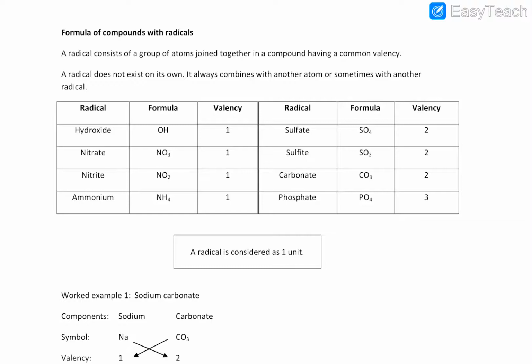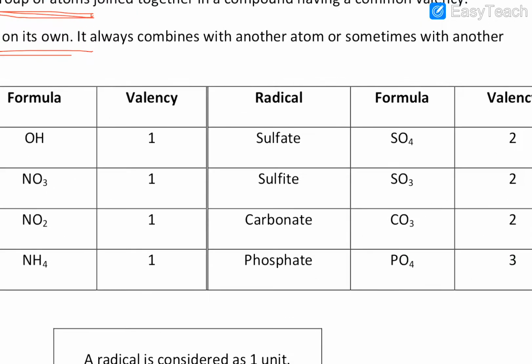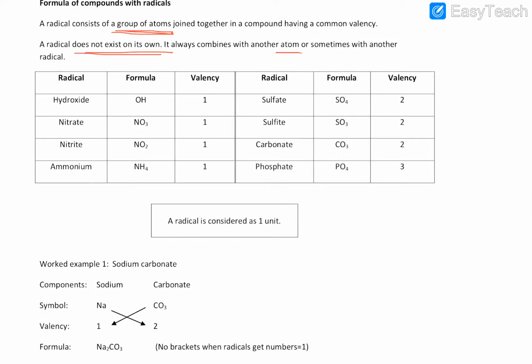Now let's see the formula of compounds with radicals. Now, what is a radical actually? A radical is a group of atoms joined together in a compound having a common valency. And a radical cannot exist on its own. It always combines with another atom, usually a metal, or sometimes it combines with another radical. But it always combines with something. It doesn't exist on its own.